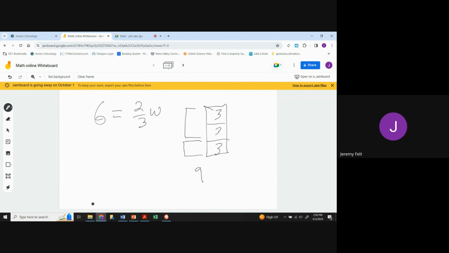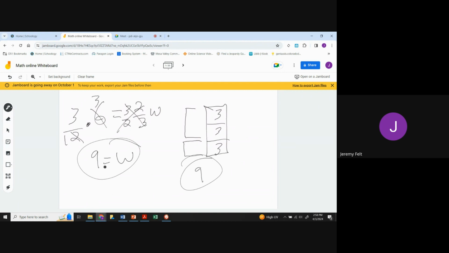Okay. Also, we can go back here and divide by a fraction by multiplying by the reciprocal. Simplifying, we end up with either 18 over 2, which is 9, or reduced before we multiply, we get 3 times 3, which is 9. Either way, we come up with the same answer.